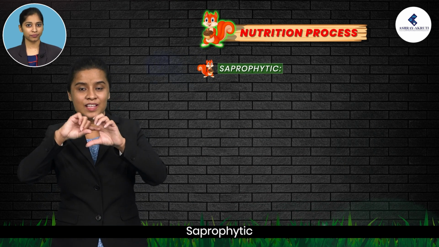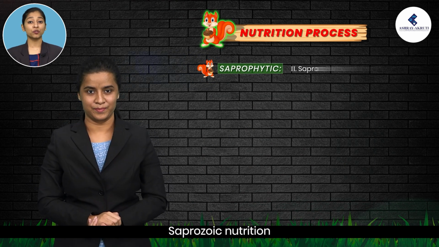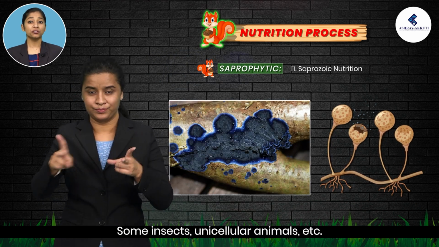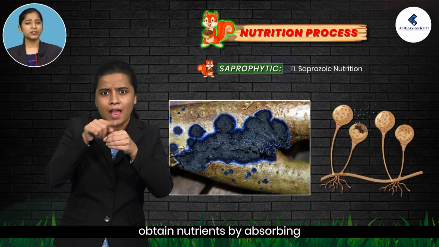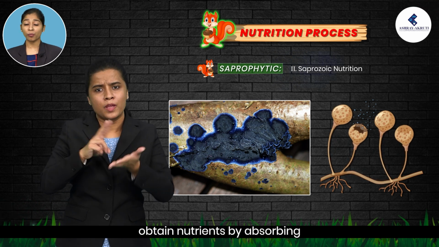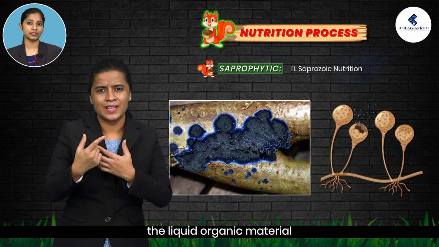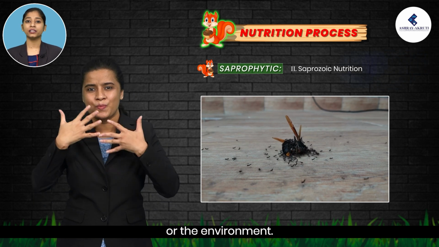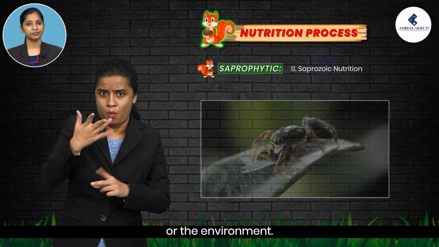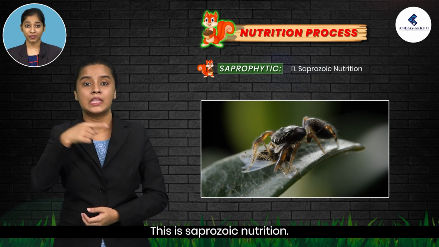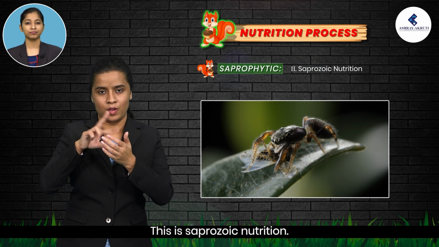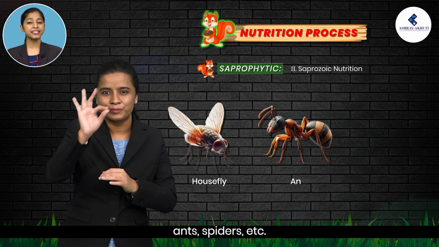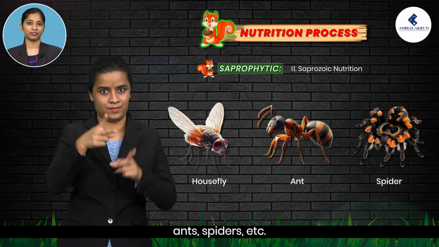Saprophytic, saprozoic nutrition. Some insects, unicellular animals, etc. obtain nutrients by absorbing the liquid organic materials from the dead bodies of other animals or the environment. This is saprozoic nutrition. Examples: houseflies, ants, spiders, etc.